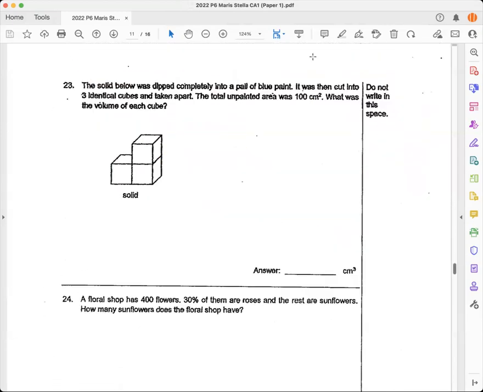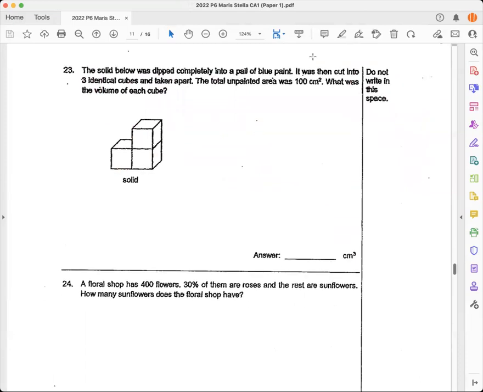Okay, this is an interesting question. So the solid below was dipped completely into a pail of blue paint. It was then cut into 3 identical cubes. You can see the 3 identical cubes in this figure and taken apart. The total unpainted area was 100 cm square. What was the volume of each cube? Now, so first, the unpainted area is the area covered up by the 3 cubes.